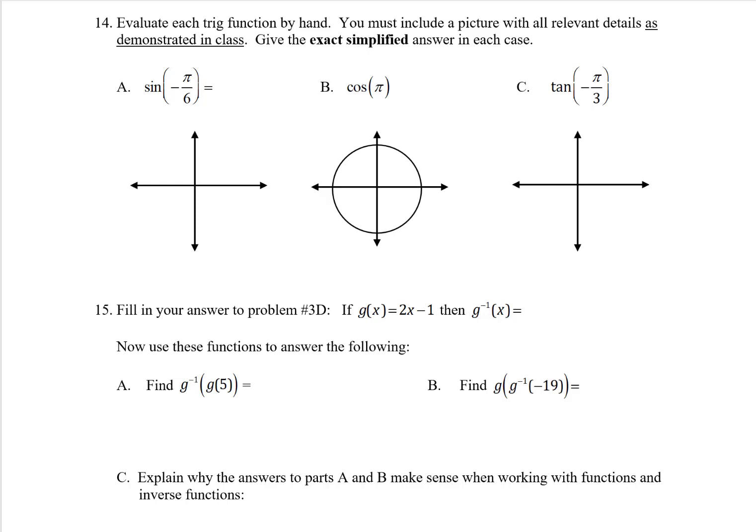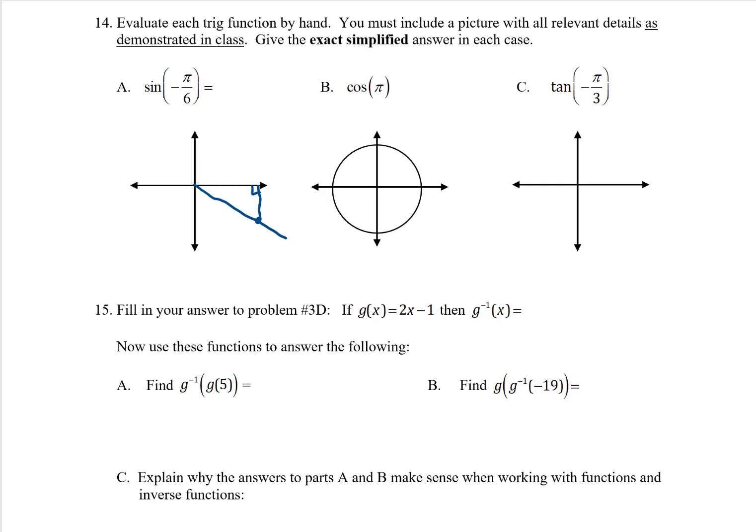Problem number 14. This is a review of finding trig values by hand. We want exact simplified answers. I need to draw the angle in standard position. So negative pi over 6, that's negative 30 degrees, so somewhere around here. And then I can drop a perpendicular.